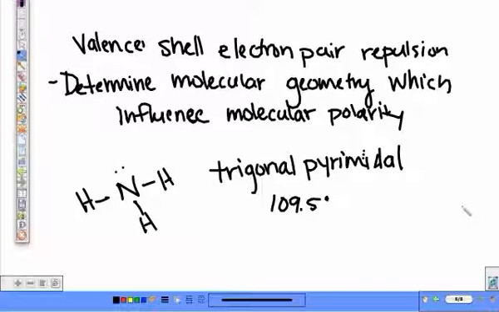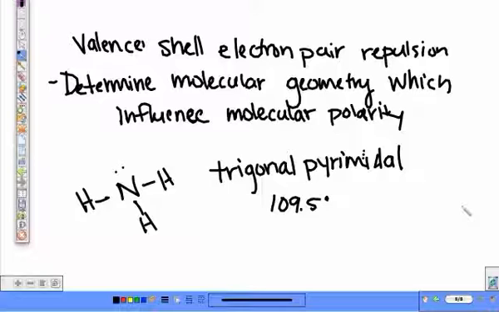So remember, for bond angles, you look back at the electronic geometry, the arrangement of electron pairs. You look at that shape and flip it over to the other side, and find the bond angle from that side when you have lone pairs.